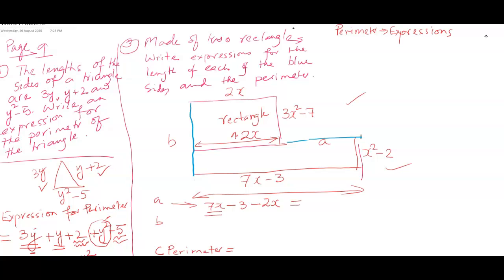Now identify the like terms. This one is negative 2x, this one is positive 7x. So it'll give you positive 5x, and negative 3 doesn't have any like terms, so you can simply write that down. 5x minus 3 is the expression for B. I'm sorry, this is the expression for A. I'm wrong. So A equals 5x minus 3.